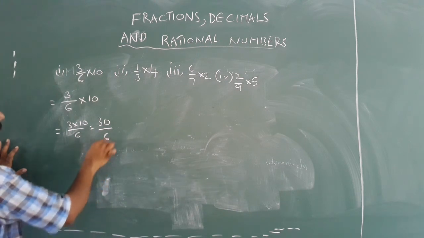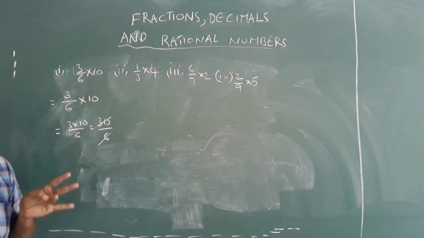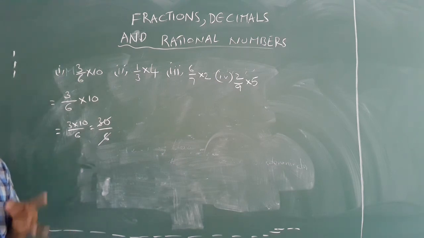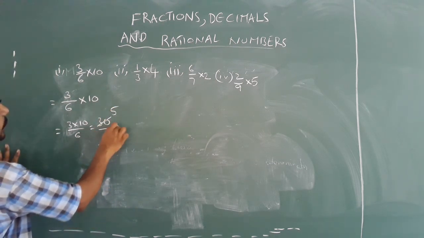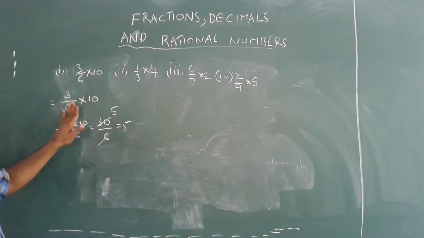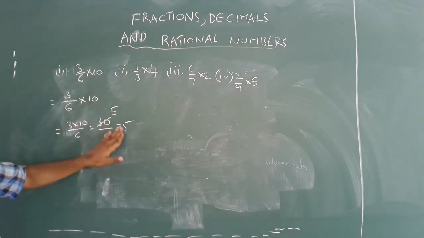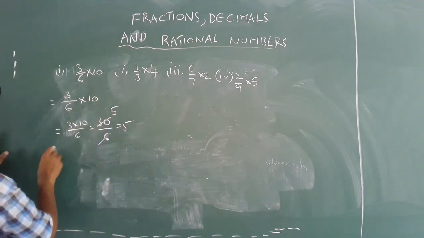In 30, how many times is 6 divisible? Read the 6 table: 6 ones are 6, 6 twos are 12, 6 threes are 18, 6 fours are 24, 6 fives are 30. So 30 is divisible 5 times. So what is the answer, children? 3 by 6 into 10 equals 5.